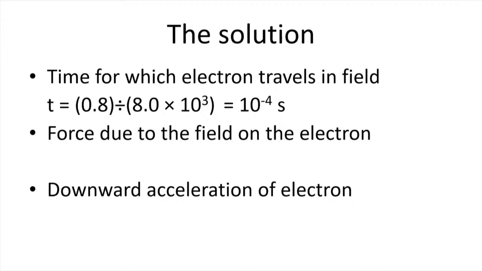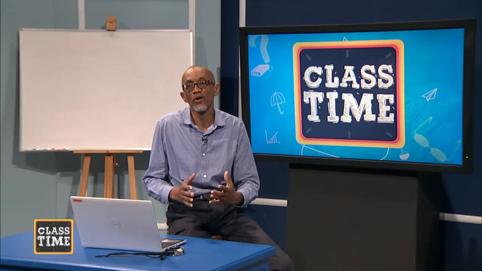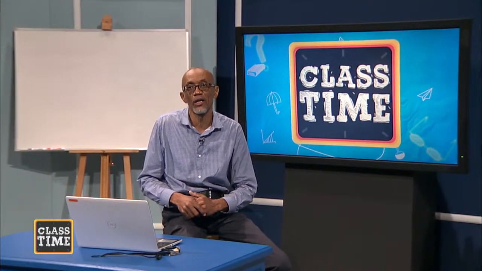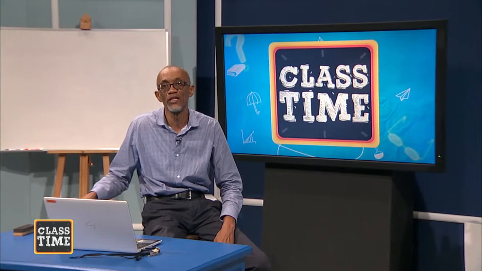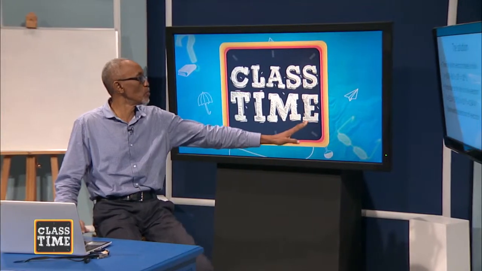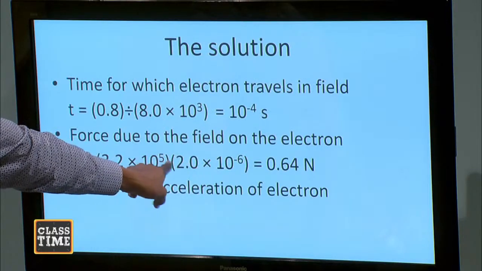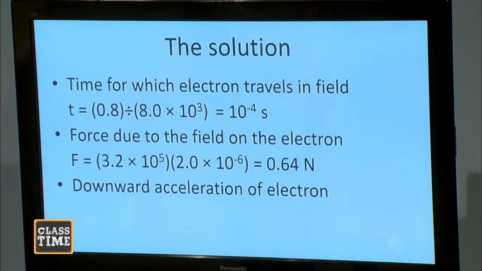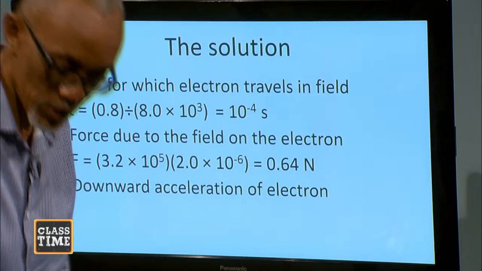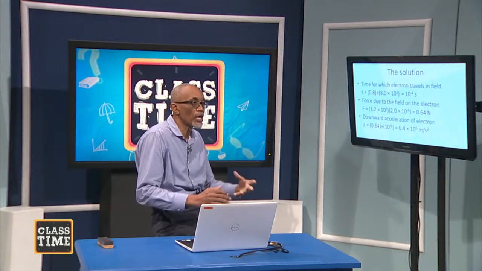Now remember the force due to the field on the electron. Once the electron enters the field, it will experience a force given by the electric field times the charge on the electron. All right, remember force is equal to electric field strength times charge. And so when we look at that, we will see that the electric field strength is 3.2 by 10 to the 5 Newton per Coulomb, and the charge on the electron is 10 to the negative 6 coulombs. And when you multiply that, you get 0.64 newtons. All right. And then the downward acceleration.